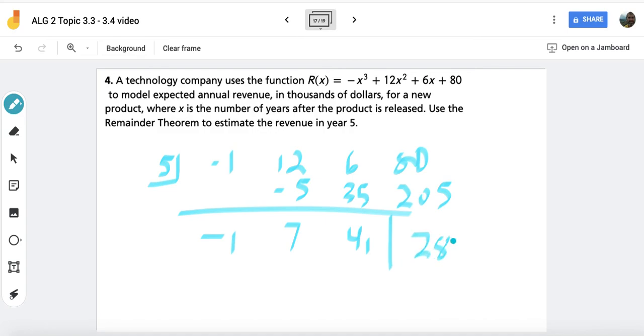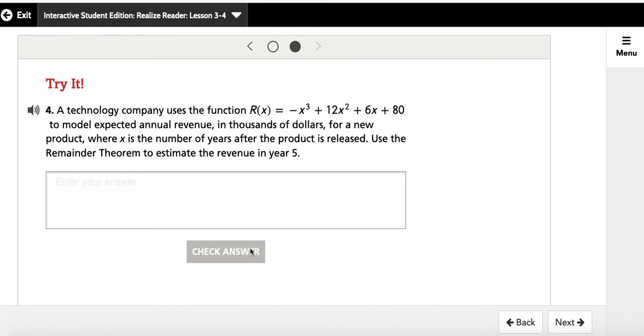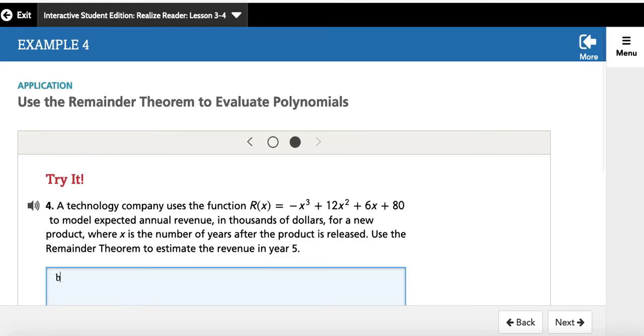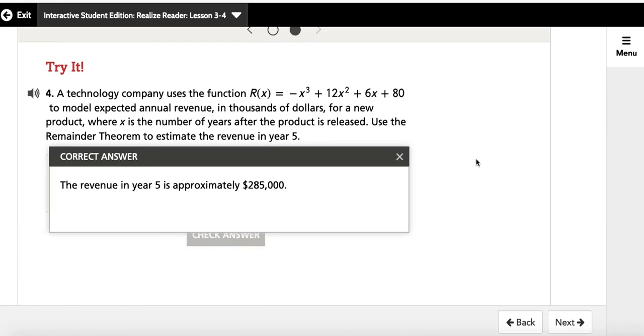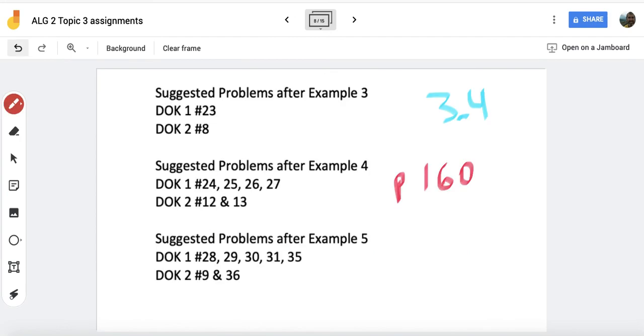So it's 285. Let's see what the units were. $285,000, I think. $285,000. Very straightforward.